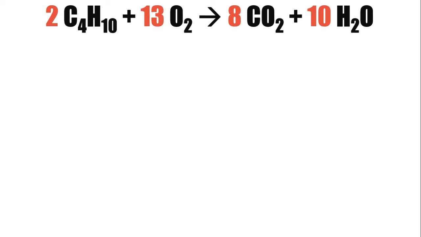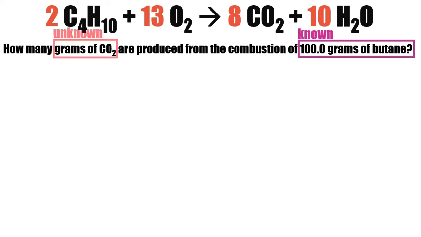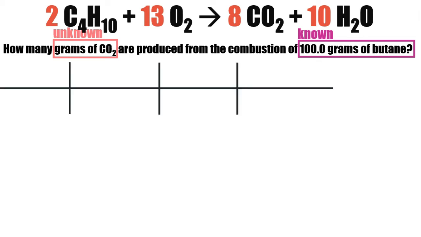Okay, so the question is, how many grams of CO2 or carbon dioxide are produced from the combustion of 100 grams of butane? So first, identify the known substance, which is 100 grams of butane. Then the unknown will be the grams of carbon dioxide. Same step, same procedure, same concept, same principle. Do the table, the modified table.